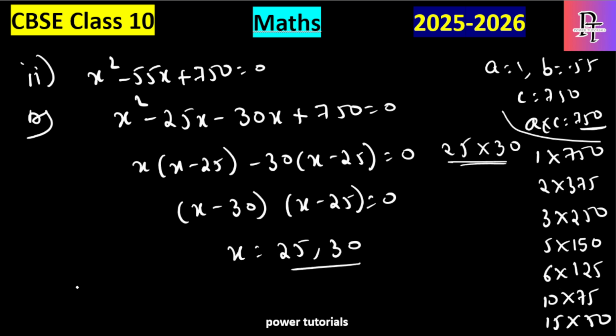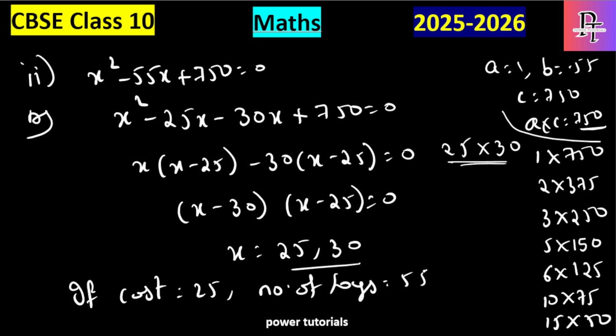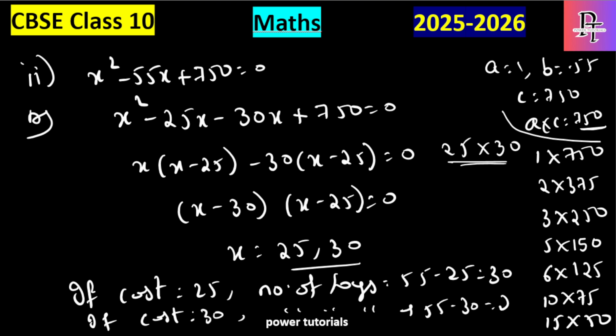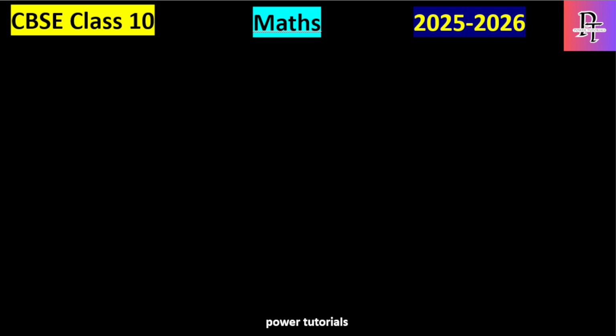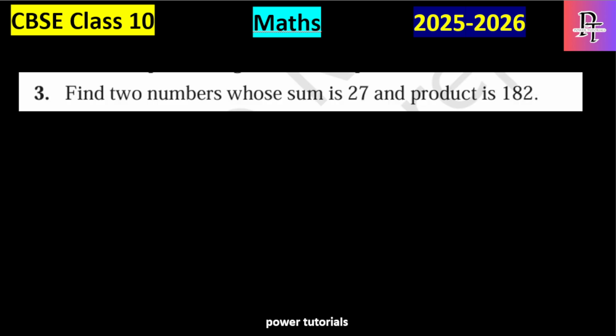So if cost is equal to 25, then the number of toys is equal to 55 minus 25, which is 30. Same way, if reversed, if the cost of each toy is 30, then the number of toys is 55 minus 30, which is 25. Okay, let's move to the next one. The first one, as I told, I'll keep as homework and I want you to try it. If not, I will provide the solution. You can check it later.